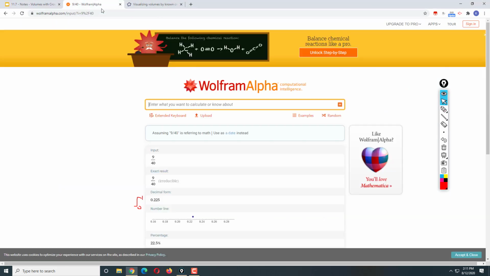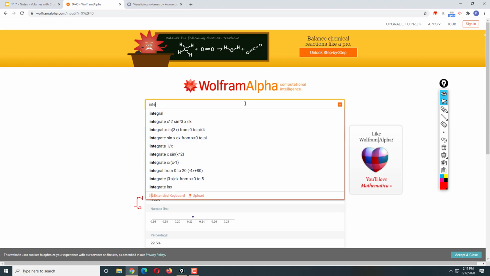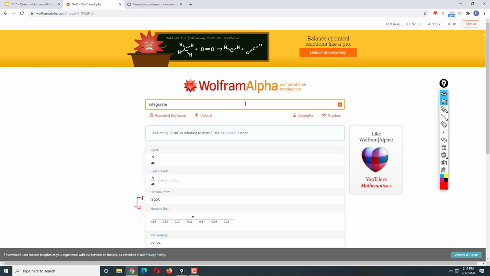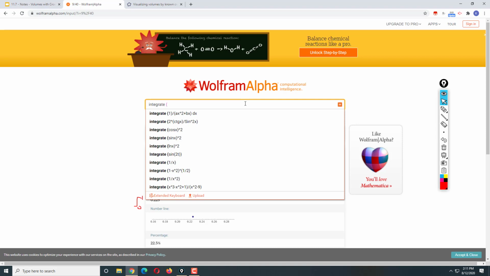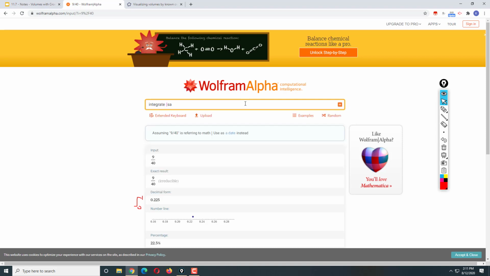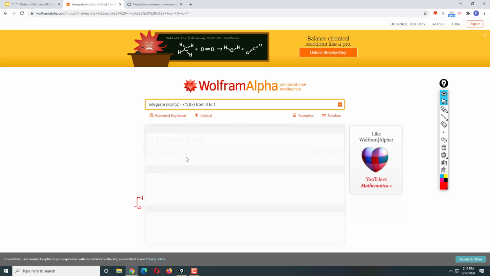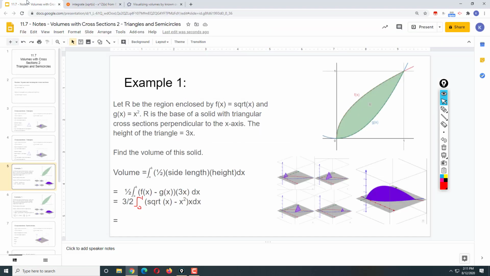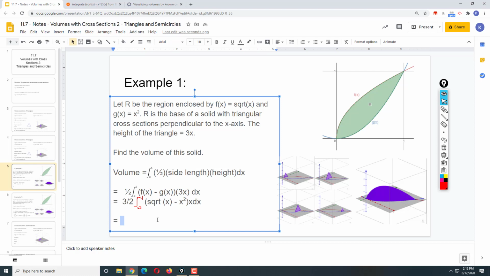Once again, we can go to Wolfram Alpha to calculate our integral. So we want to integrate our function, square root of x minus x squared, times x, from 0 to 1. When we do that, we get 3 over 20. So our answer for the volume of the solid is going to be 3/2 times 3 over 20, which is equal to 9 over 40. That's the volume.